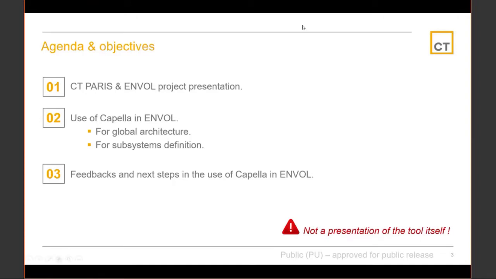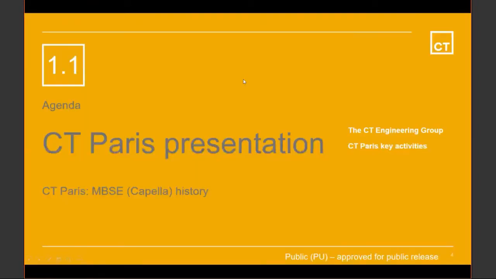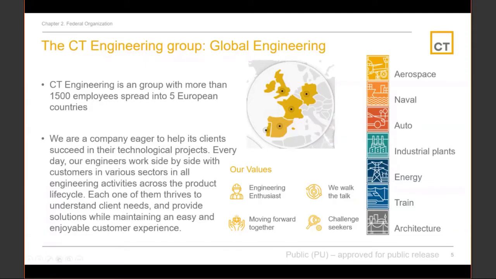And then eventually we'll have a little synthesis of feedback and also the next steps that we want for Capella and ENVOL. So let's start with this very prosaic question: who are CT Engineering Group and who are CT Paris? CT Paris belongs to CT Engineering Group, a group that was created 30 years ago in Spain, a group that provides innovative and technological solutions to help customers. Today this is a group of nearly 2,000 engineers with a large field of expertise in several engineering services, present in 5 European countries.